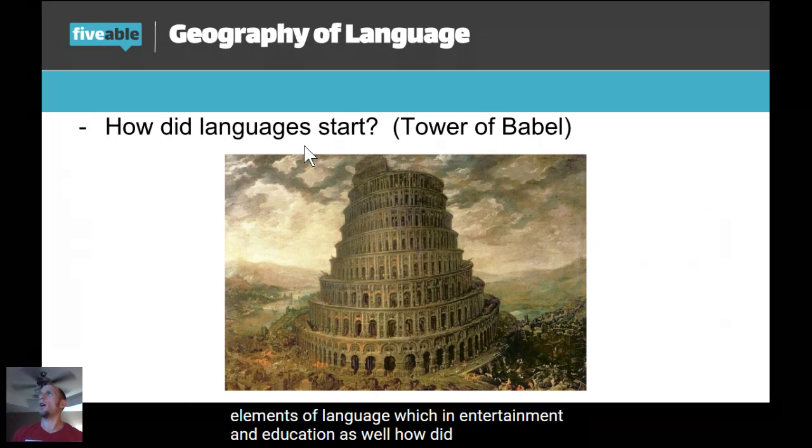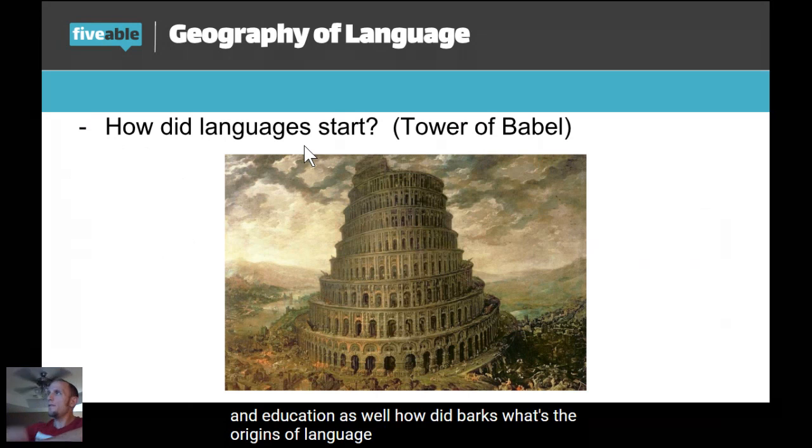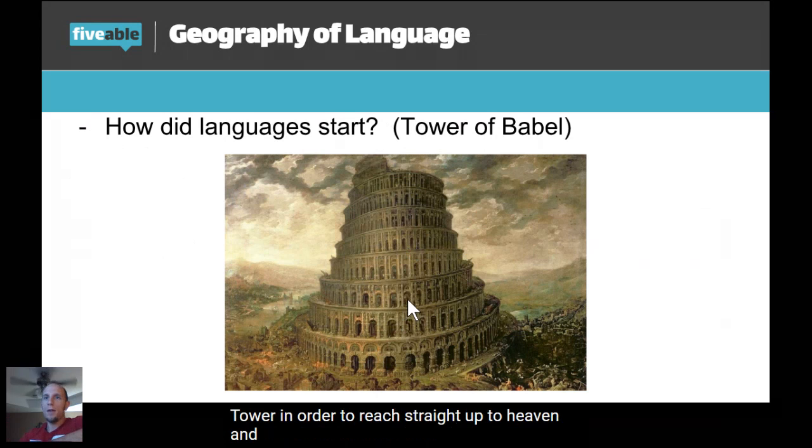How did languages start? What's the origin of language? Well, you've got the Tower of Babel. Any churchgoers out there know about the story of the Tower of Babel? Apparently, according to the Bible, people were building this massive tower in order to reach straight up to heaven and, I guess, be on equal footing with God.